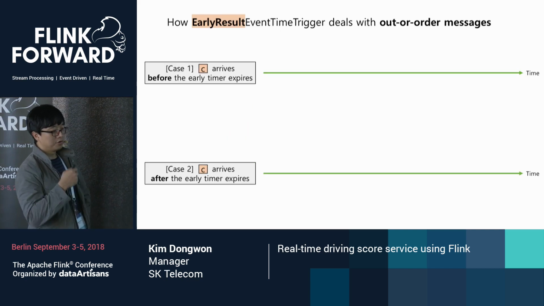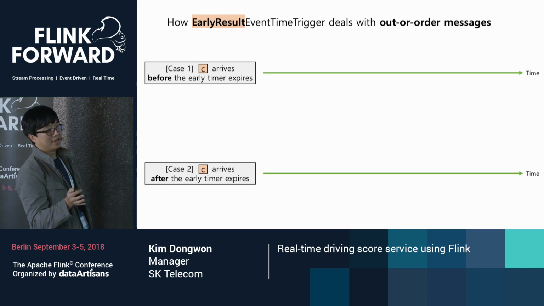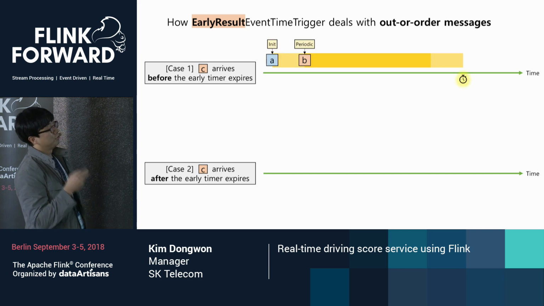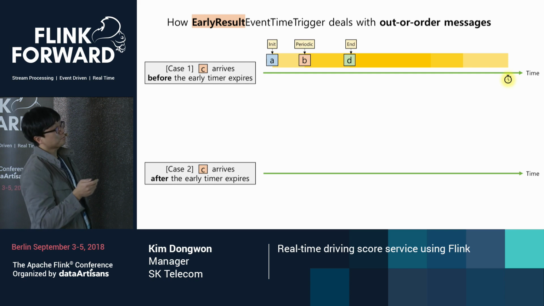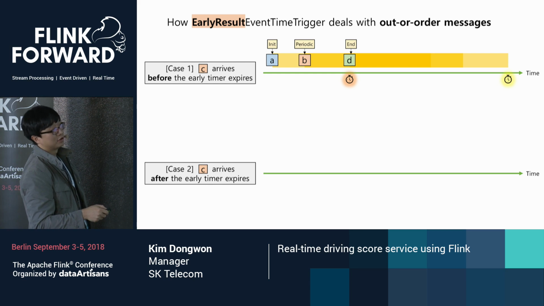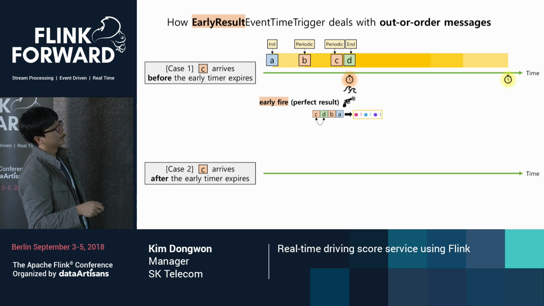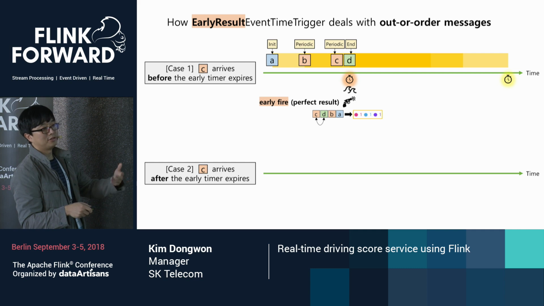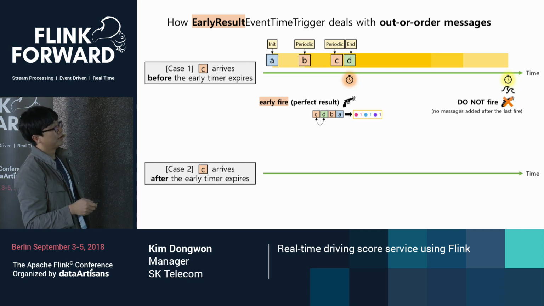And let's see how our custom trigger deals with that case. There can be two additional cases. Let me show you that. We have two messages, and then D comes in, and then we register an early timer using the timestamp of this end message. And then C comes in before the early timer expires, and then the watermark reaches this timer. This time we have a perfect result, because although we have some out-of-orderness here, we can calculate the correct result by sorting them. And then we do not fire here.